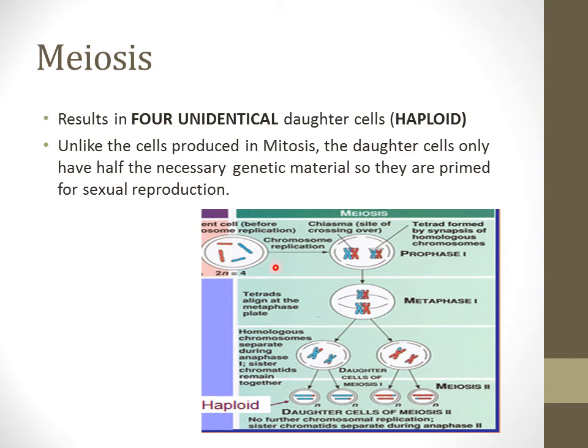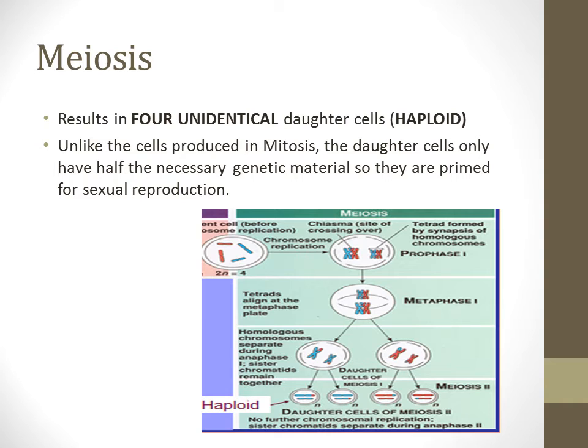Like in the first one, you start off with the same, then it's going to double up, and then you're going to split them up, and you're going to have 2 chromosomes on one side, 2 chromosomes on the other, and those are going to split, and then you're going to have 4 unidentical daughter cells, as you can tell here. Unlike the previous one, where you only had 2 identical daughter cells as opposed to these 4 right here.